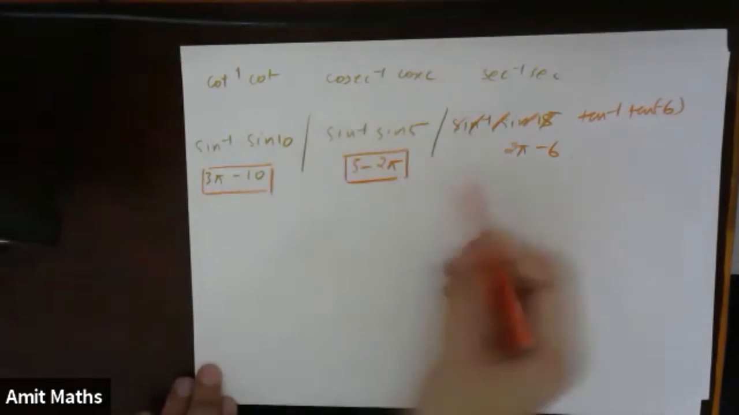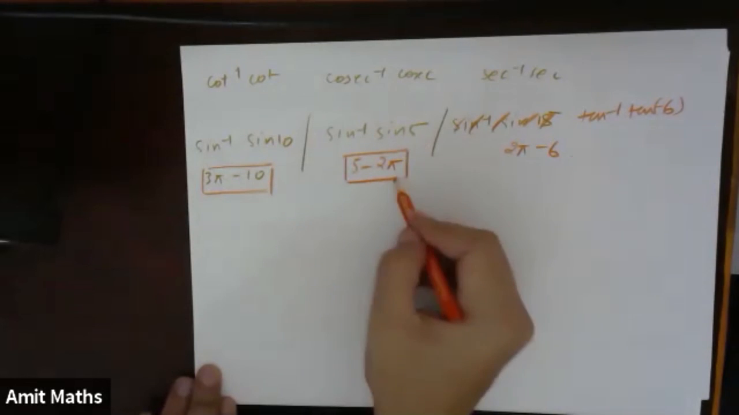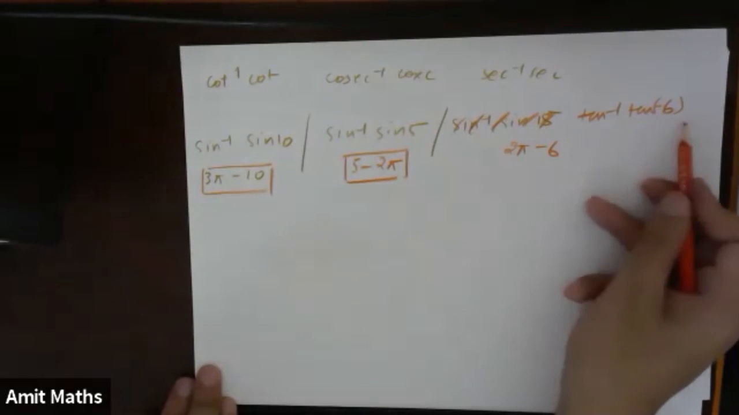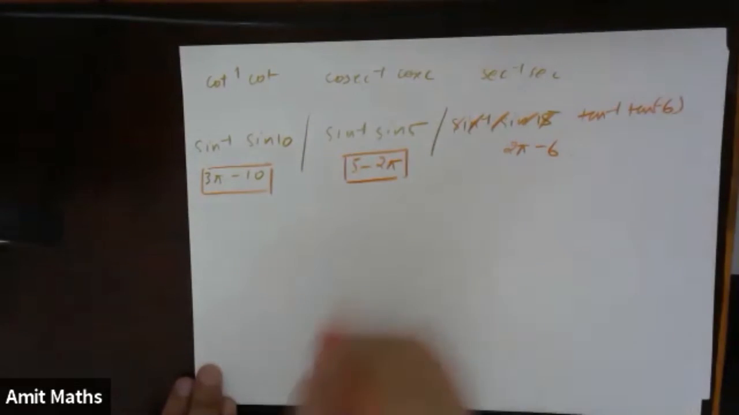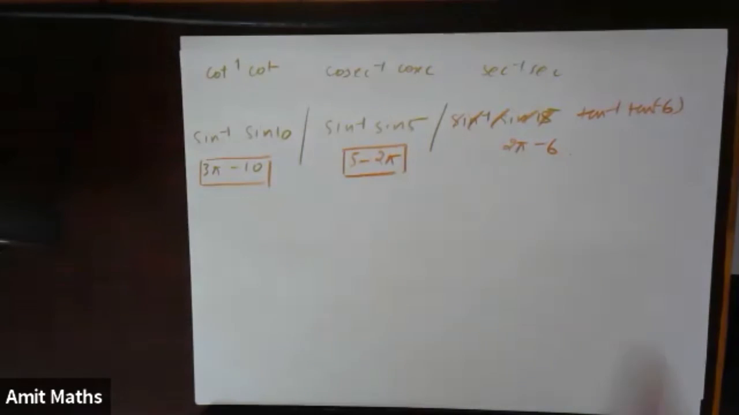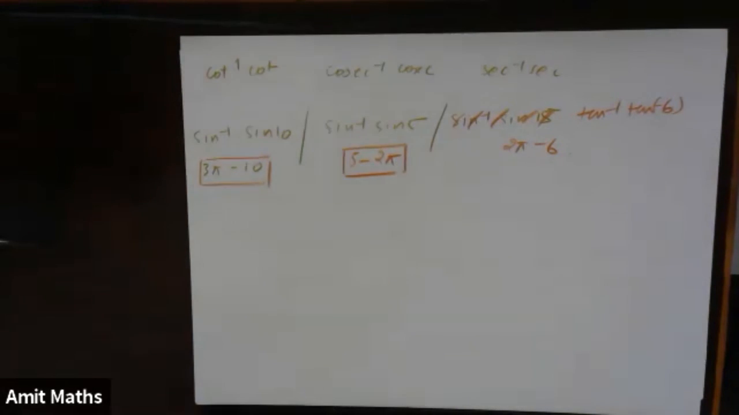So the answer is 3 pi minus 10. Sine inverse of sine 5 is 5 minus 2 pi, and tan inverse of tan of minus 6, the answer is 2 pi minus 6. We'll solve these questions in the next class. I will also draw the curve for cot inverse and cosec inverse. Till then just keep studying and revise. All the graphs which we have done today, please revise.